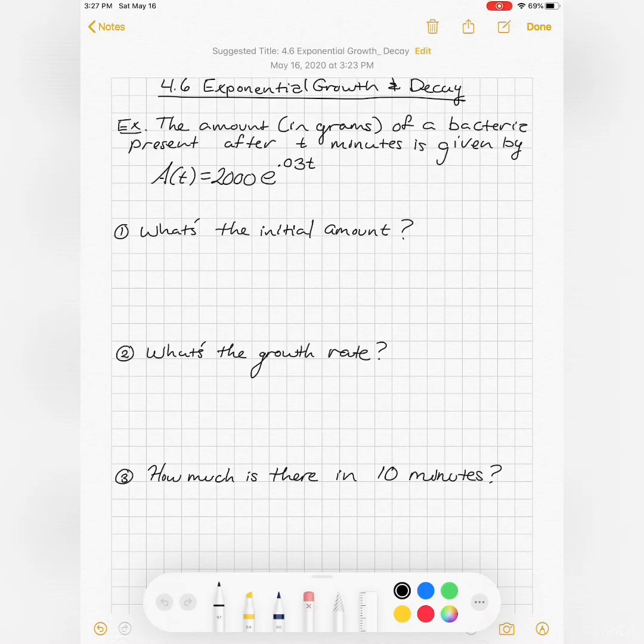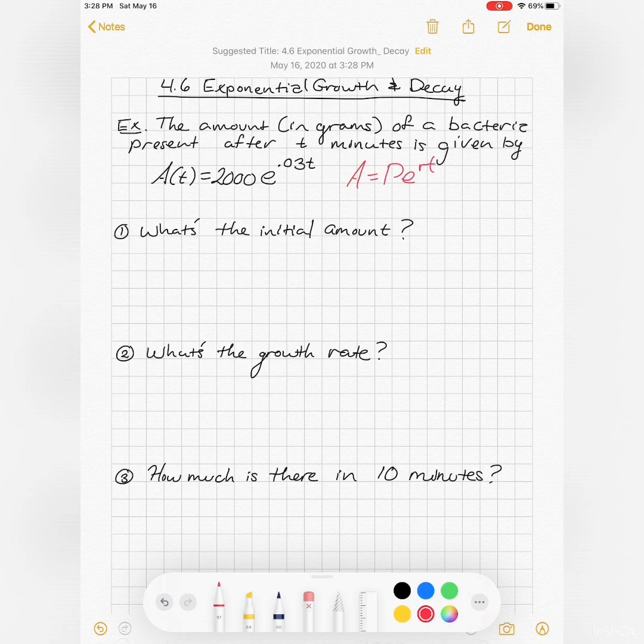4.6 is looking at some applications using exponentials and logarithms. So you'll notice that here in the first example, we have this function that models the amount of bacteria present after t minutes. So you should recognize this is really just the PERT formula. It's just that I'm modeling something other than money here.